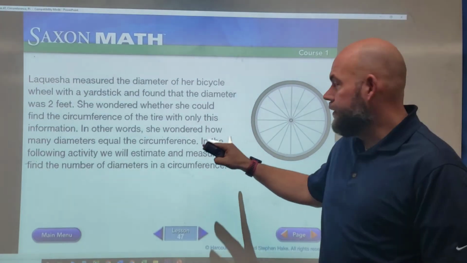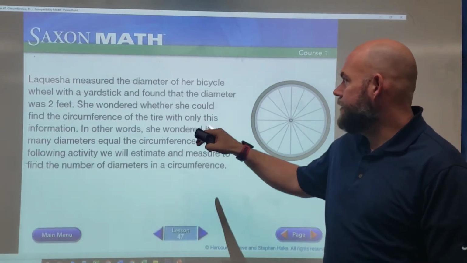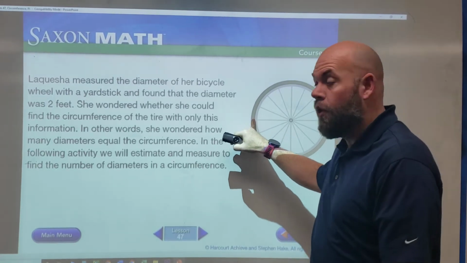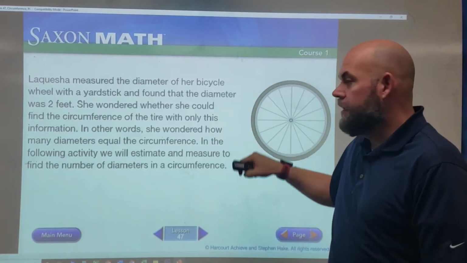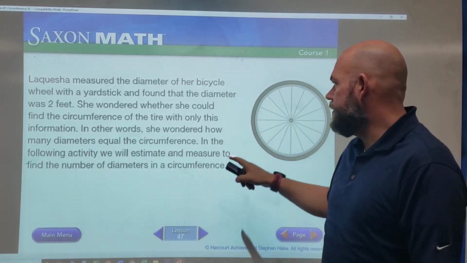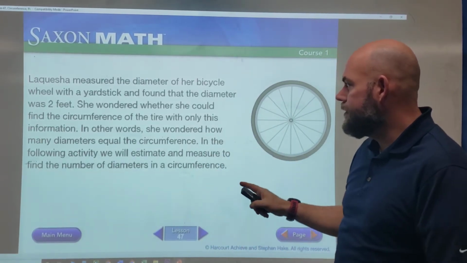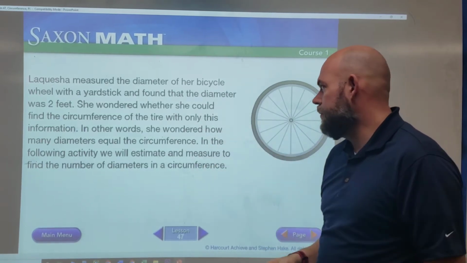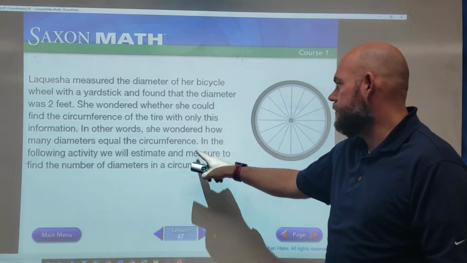So we're going to start by looking at this wheel here. Lakeisha measured the diameter of her bicycle wheel and found that the diameter, remember diameter is the whole way across the center, is 2 feet, about that far. She wondered whether she could find the circumference of the tire with only this information. So she wondered how many diameters the measurement across equals the circumference.